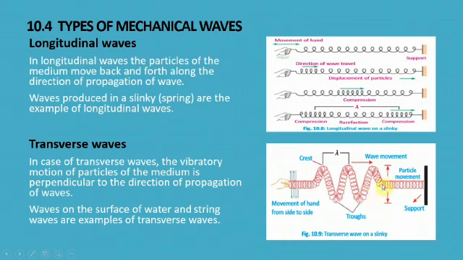while the particles of the medium, ये जो medium है इसके जो particles हैं, these are moving up and down, कभी up move कर रहे हैं, कभी down move कर रहे हैं. So the direction of propagation of wave and the particles of medium move perpendicular. So this type of wave is called transverse waves, and the examples of transverse waves are the waves produced in water or the waves produced in string, etc.